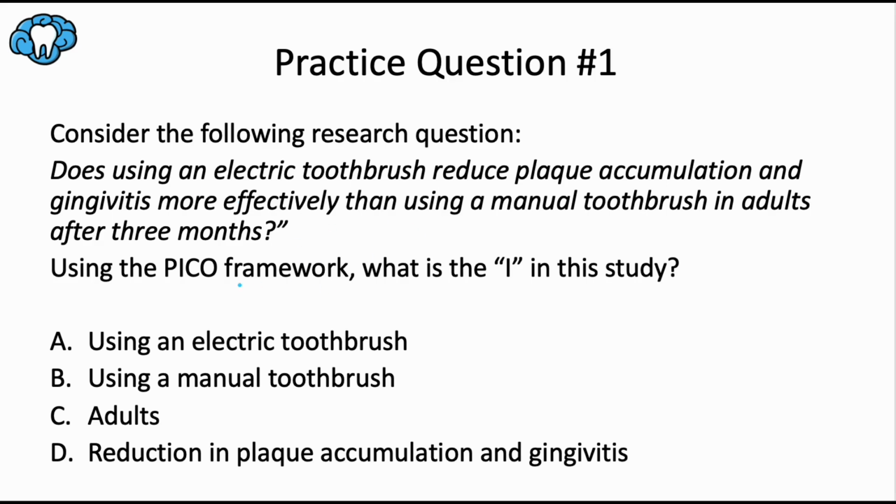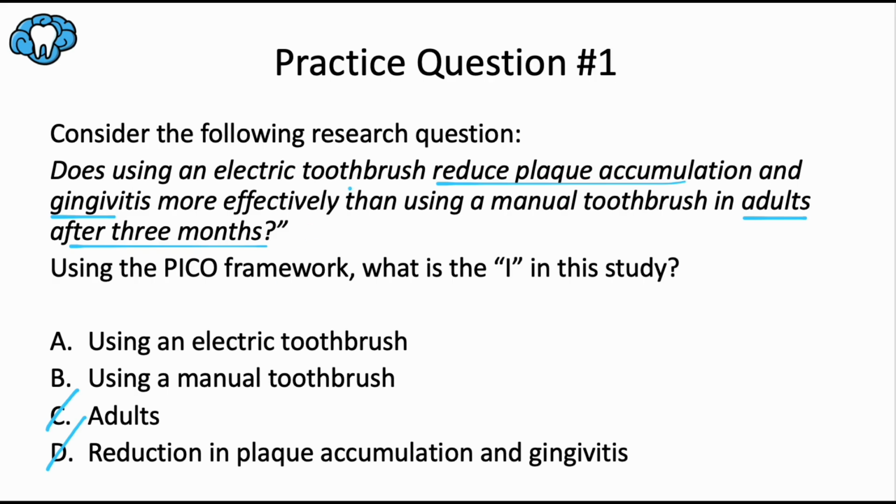All right, so PICO, of course, is the acronym that we use to formulate clinical research questions. And so P is our population, patient, or problem. I is the intervention. C is the comparison or control. And O is the outcome. So we can do this quickly in our research question here. We have adults, which is our P, so we can rule out answer choice C. We have a reduction in plaque accumulation and gingivitis after a period of 3 months. So that is most closely representative of our answer choice D, so we could rule that out as well.